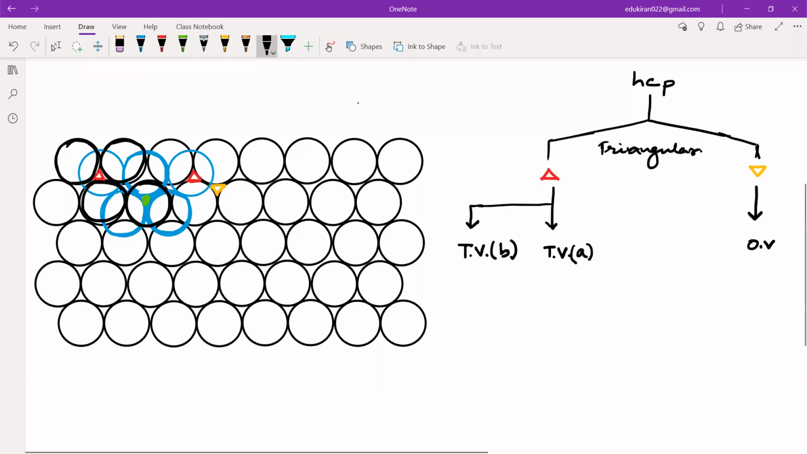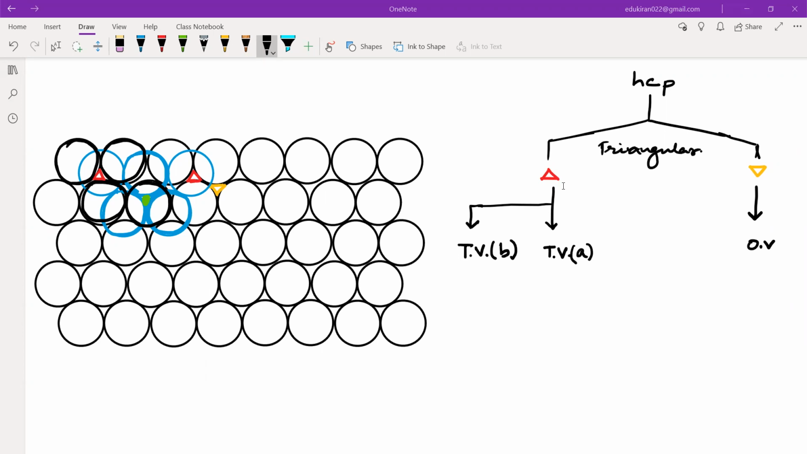Is everything clear till here? Okay, Huzaifa, can you please turn the mic on? Yes, sir. What are you asking? So you said the upward facing and the downward facing will have different types of voids in 3D, right? These are triangular voids only, but these are different, right? I mean, different in the sense that that is also a triangular void.